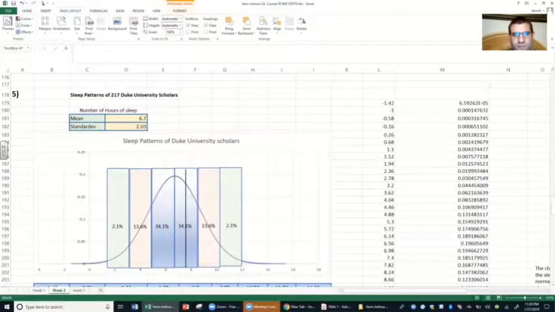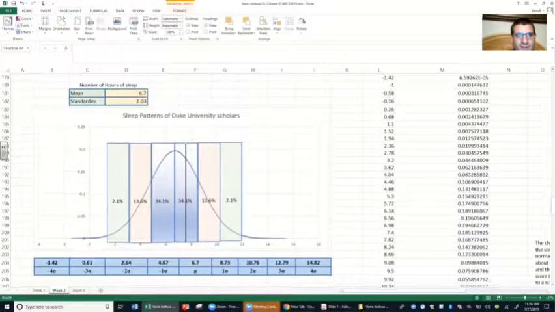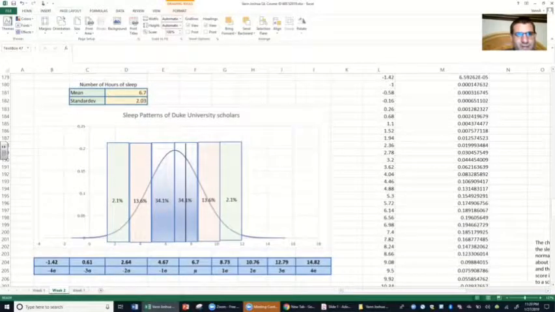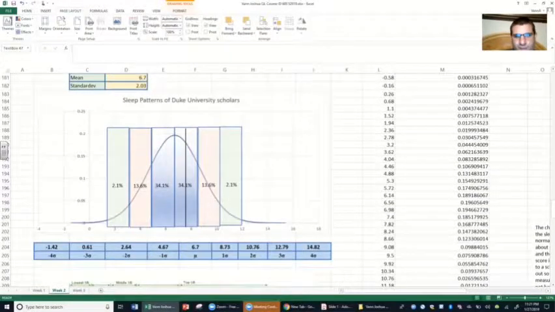Then we went to question 3, which was the sleep patterns of Duke University scholars. The mean was 6.7 and the standard deviation was 2.03. We put the information into a chart and it gave us a bell curve.